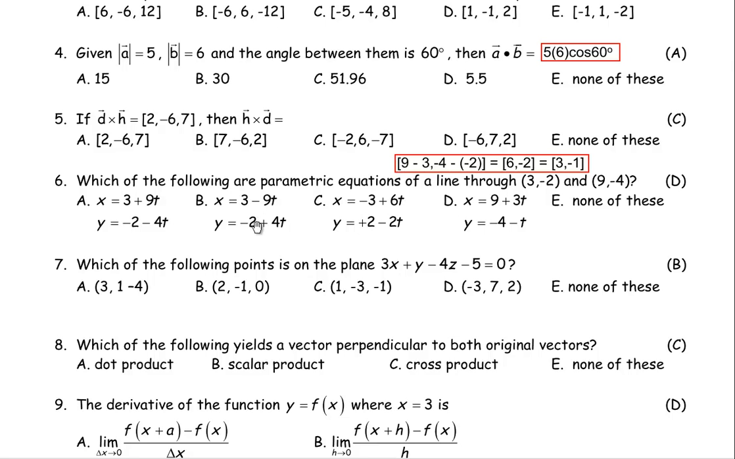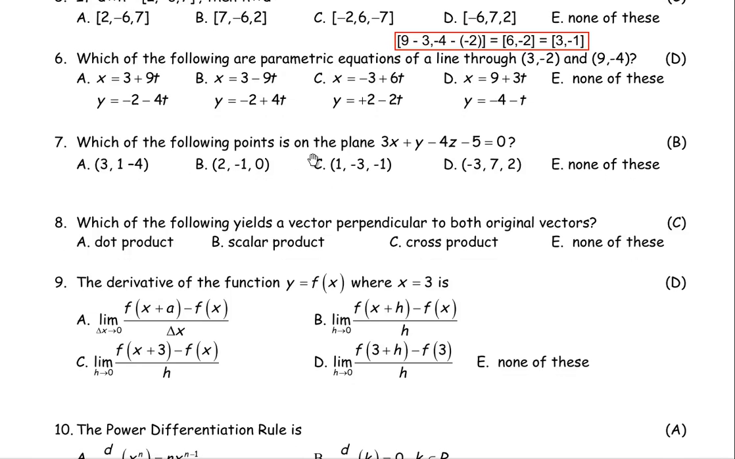So similar idea here. 3, -2 is a point, and the -9, 4 again is a point. It has to be parallel to the 3, -1 or 6, -2 vector. And similar idea with A. You can't have a point here and the direction and another point here.